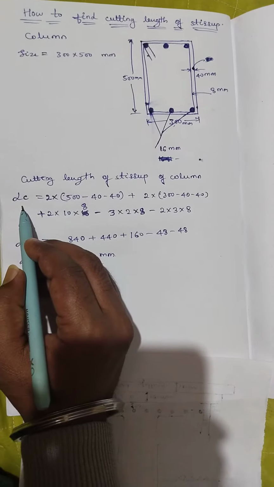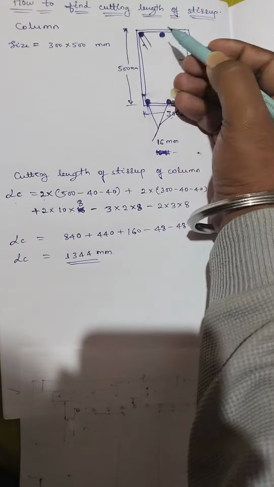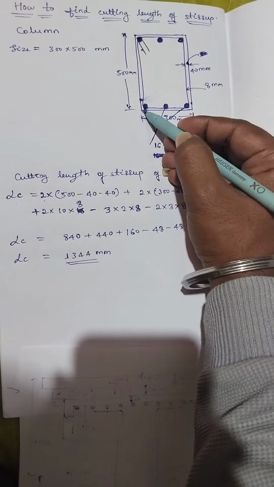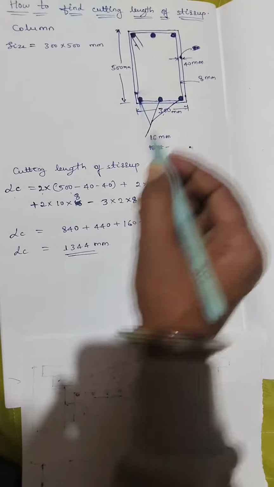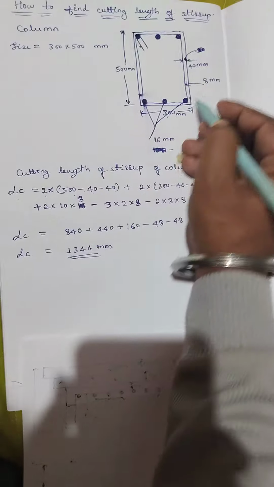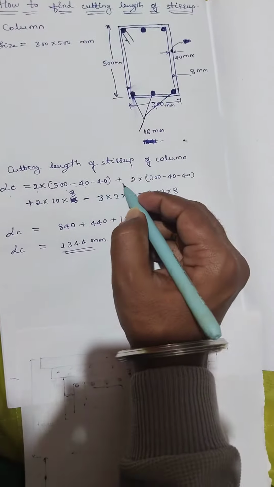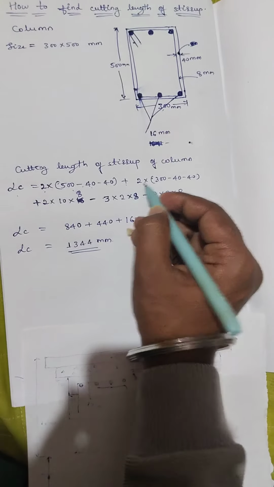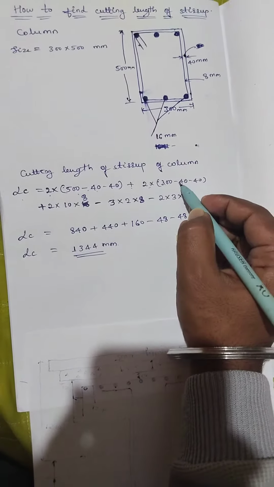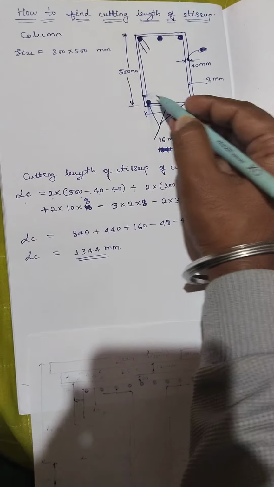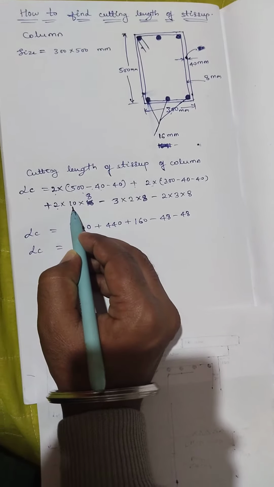So the cutting length of stirrups is 2 into 500, this depth, minus 40, this cover, and the upper cover 40, because here one side and two sides. Plus 2 into 300, this side and this side, minus 40 cover, this one.